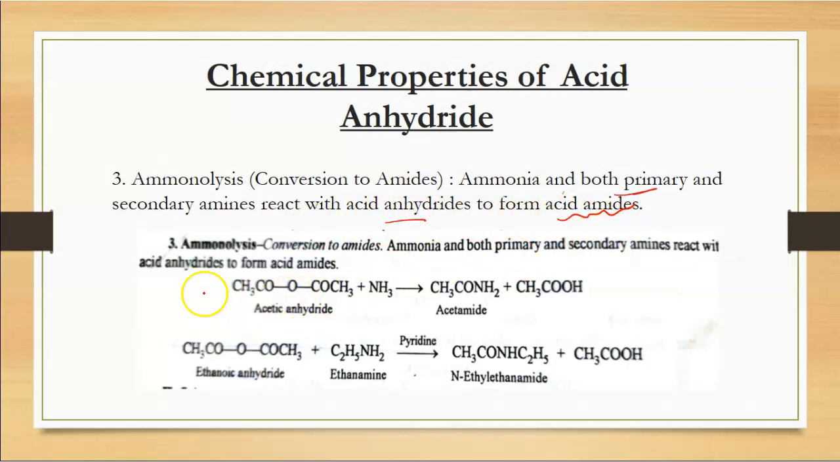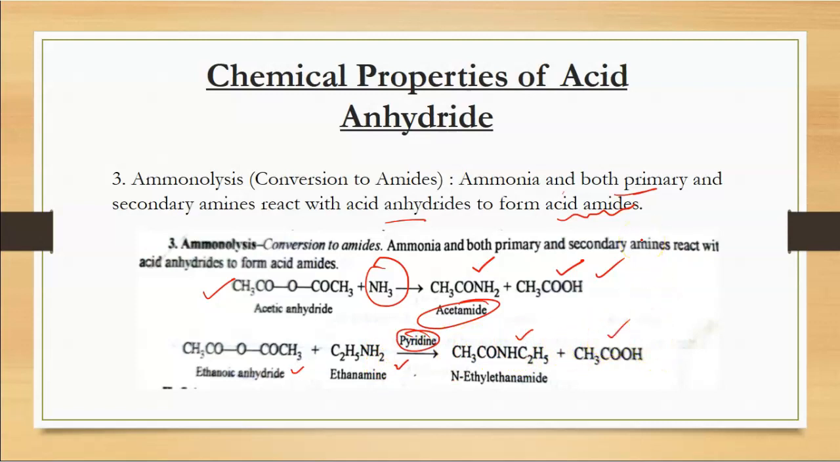So you can see over here the reaction of acetic anhydride with ammonia. It results in the formation of your acetamide and acetic acid. So the main product over here is going to be acetamide, and this is going to be your side product. Okay, and we have another example where your ethanoic anhydride is reacting with ethanamine in the presence of a base, pyridine, resulting in the structure like this, and side product acetic acid is obtained similarly.